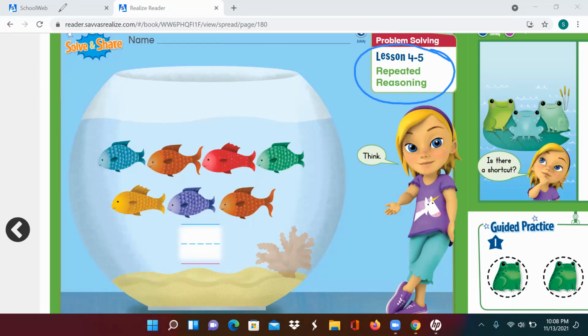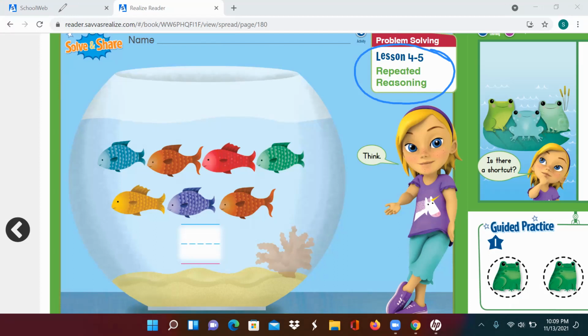There are 7 fish in a bowl. Emily puts one more fish in the bowl. How many fish are in the bowl now? How can we solve this problem?